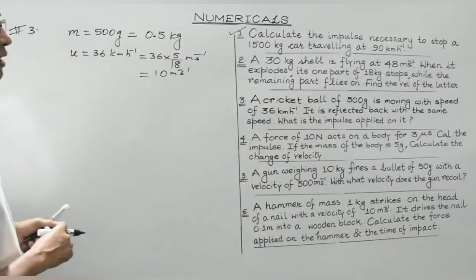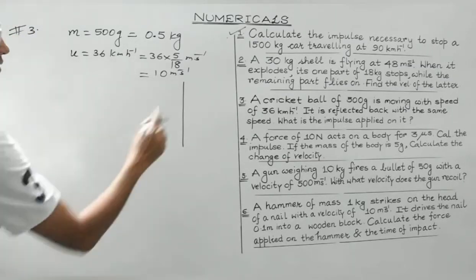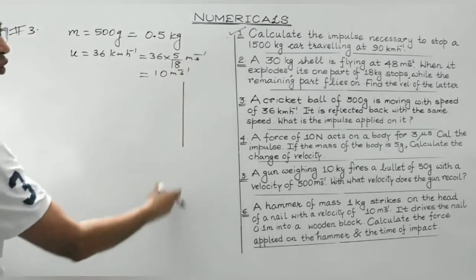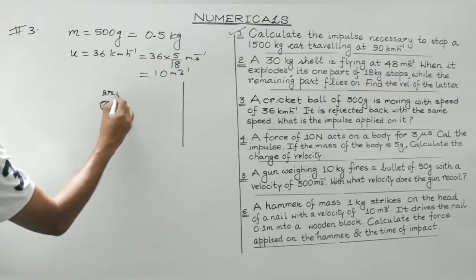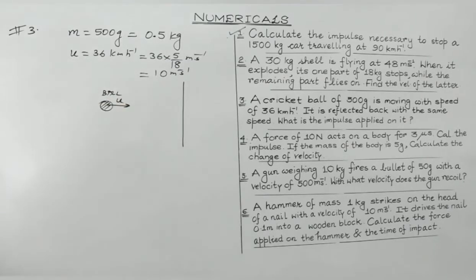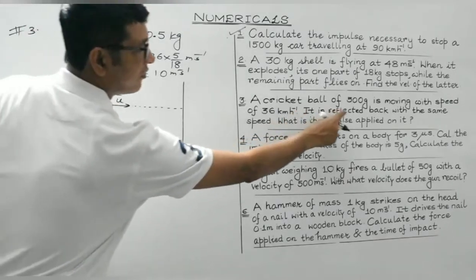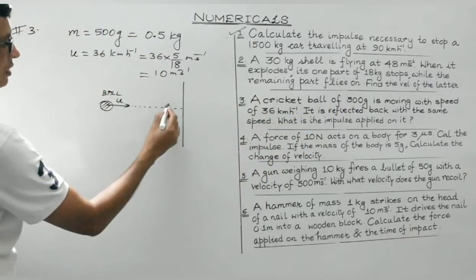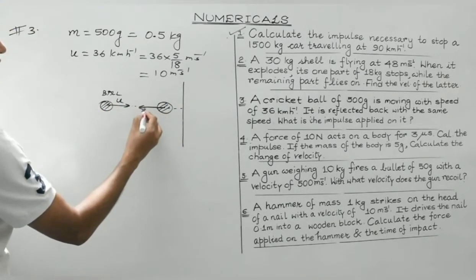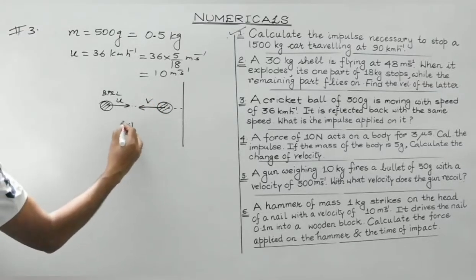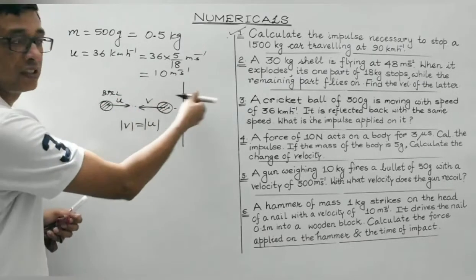Now, it is reflected back with the same speed. Now look, suppose this is a wall or a cricket bat, and this is the ball, which is moving with initial velocity u, right? After getting reflected, it retraces its path in the opposite direction. It is reflected back with the same speed. So, it's coming like this. It will rebound, it will bounce back, and it is moving with the same speed. So, magnitude of V is equal to magnitude of U, right? But the direction of motion is different.